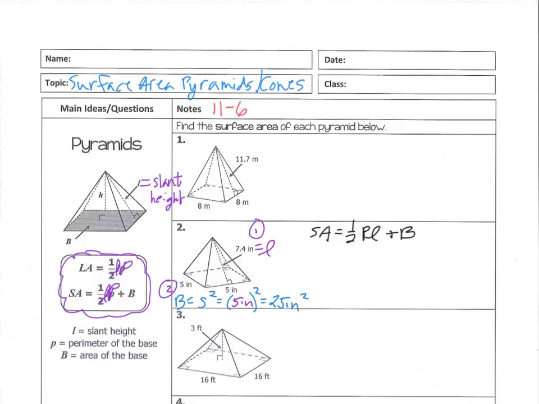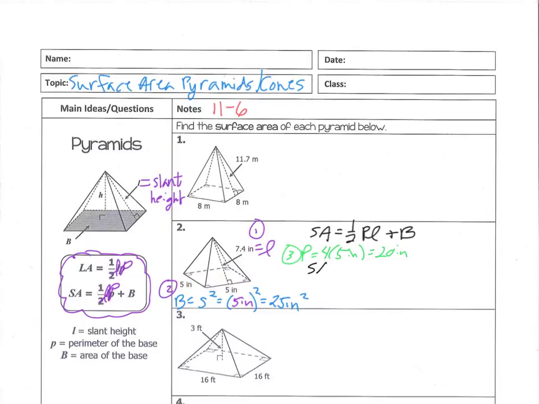Perimeter. So let's find perimeter. So piece 3. Perimeter. I'm just going to walk around my base. Well, isn't this a square? I mean, I could do 5 plus 5 plus 5 plus 5, but how many sides are there? 4. So can't I just do 4 times 5? And so that gives me 20 inches. Right? Now I have everything I need. I can just plug and chug.